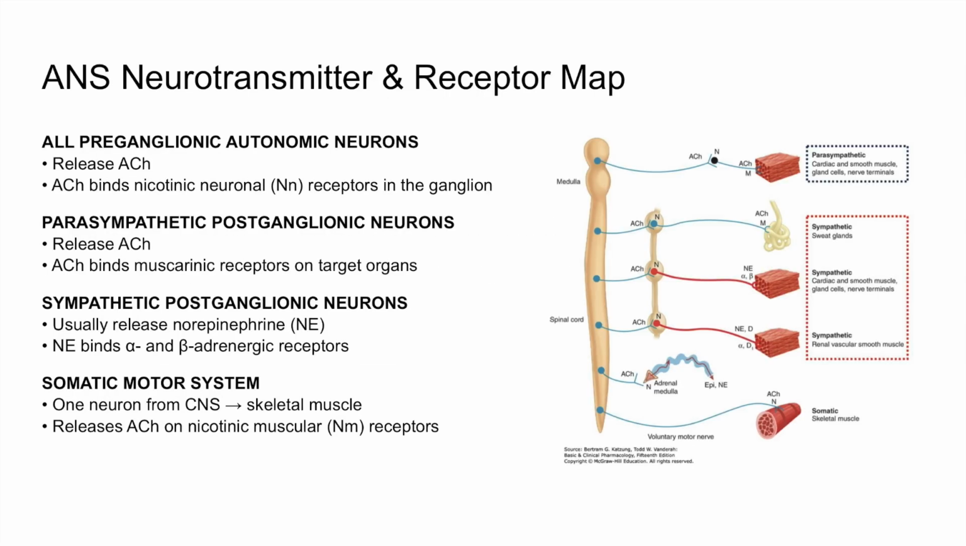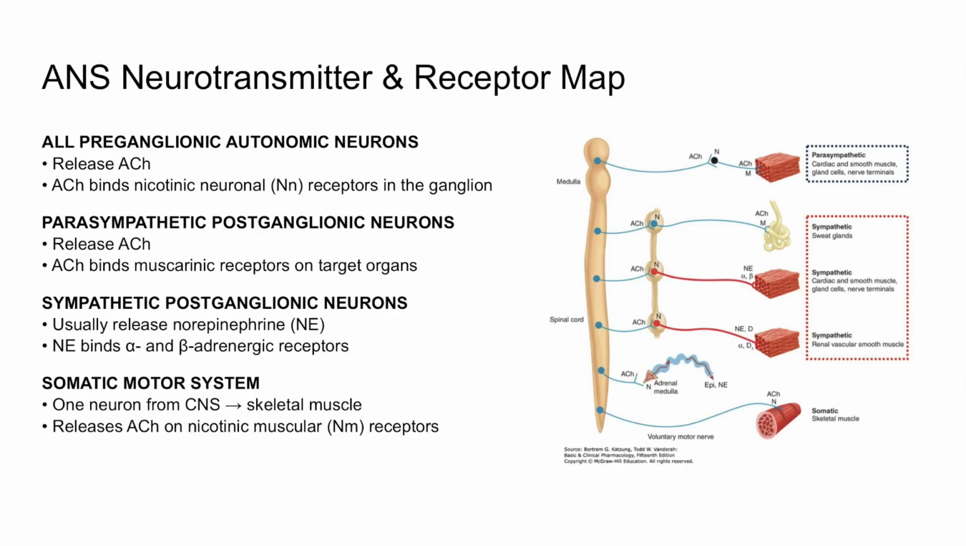All right. So the simplest way to master the autonomic map is to begin with what is universal. So every autonomic preganglionic neuron releases acetylcholine onto a nicotinic neuronal receptor in a ganglion. Parasympathetic postganglionic neurons also release acetylcholine, but it binds muscarinic receptors on the target organ. So most sympathetic postganglionic neurons release norepinephrine onto alpha or beta adrenergic receptors. The major exception is sympathetic innervation of sweat glands, which release acetylcholine onto muscarinic receptors.